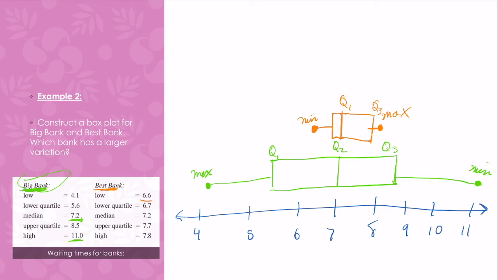So, which of these two banks has larger variation? Well, Big Bank has larger variation because I could wait anywhere between 4 minutes and 11 minutes. My best bank has the smallest variation, so even though I could wait anywhere between 6.6 and 7.8 minutes, that'd probably be the best place to go because there's less variation.